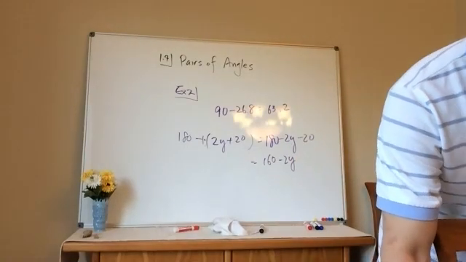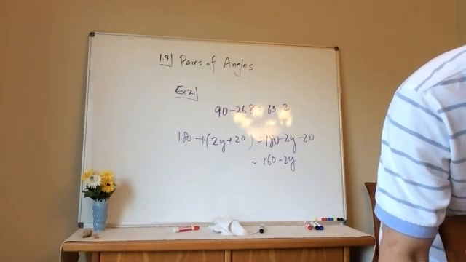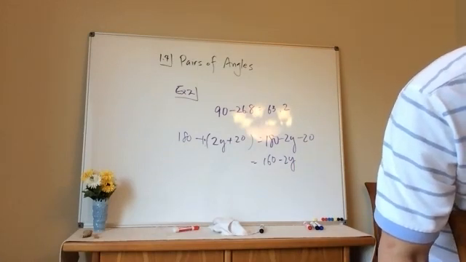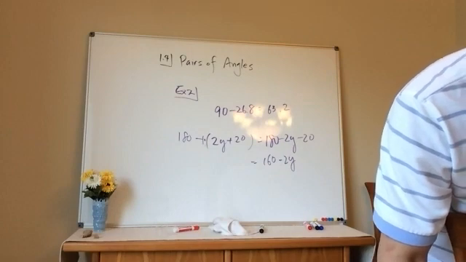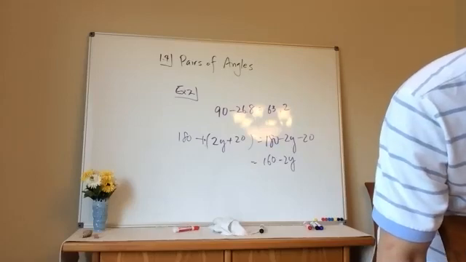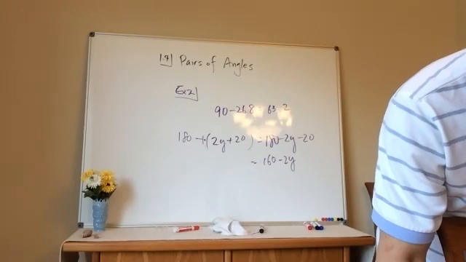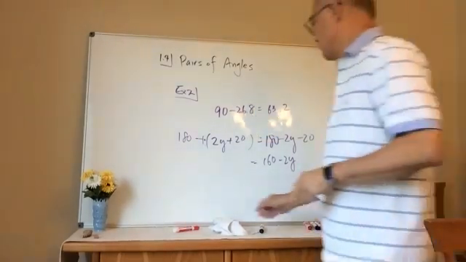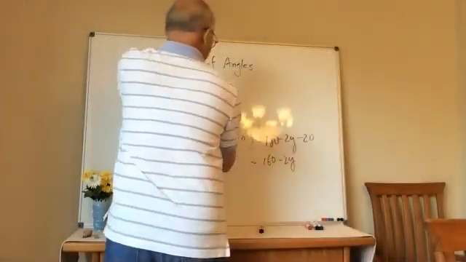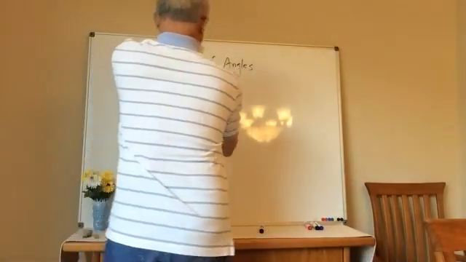So example number 3, using complements and supplements to solve problems. An angle measures 3 degrees less than twice the measure of its complement. Find the measure of the complement. Okay. So that's example number 2. Example number 3. We're on example number 3 now.